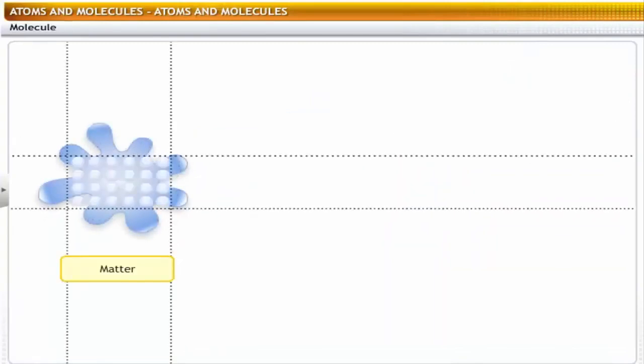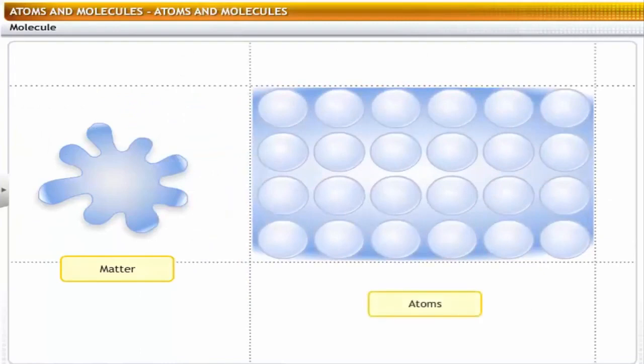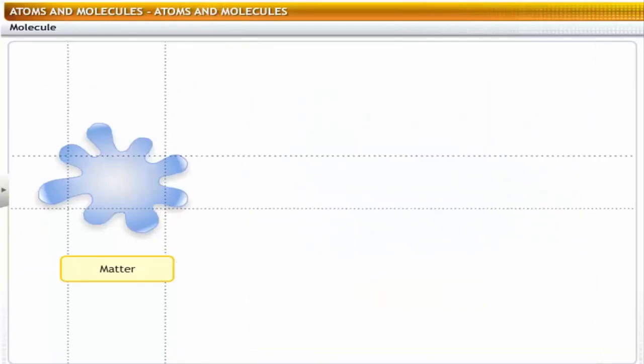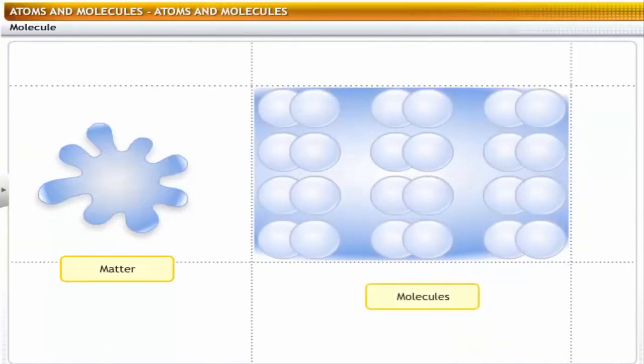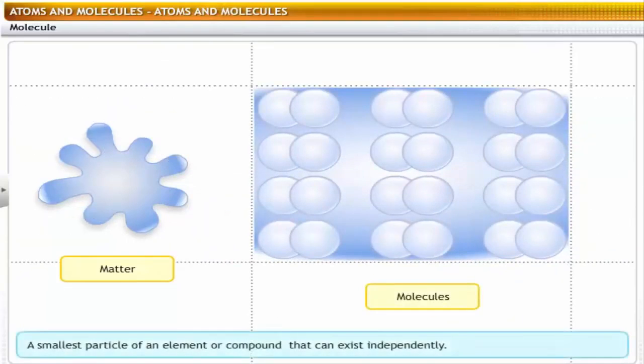Matter is made of atoms. But how do these atoms exist? These atoms exist in a combined state called molecules. Thus, a molecule is the smallest particle of an element or compound that can exist independently and show all the properties of that substance.